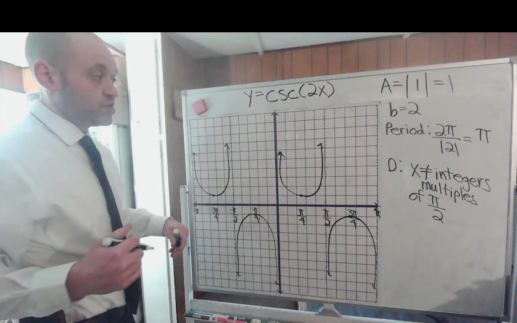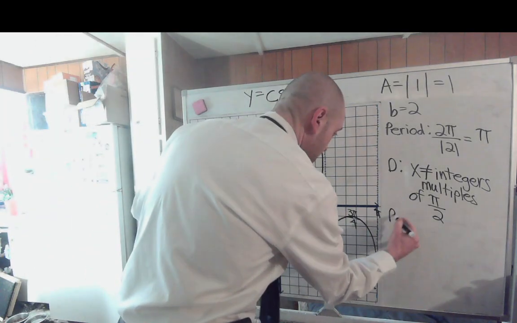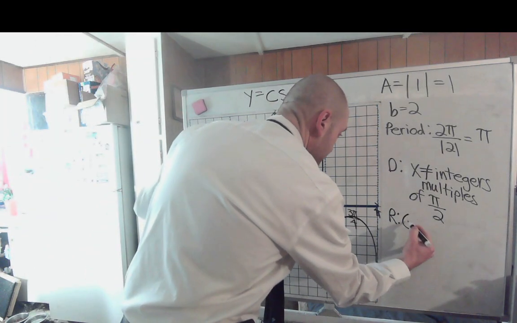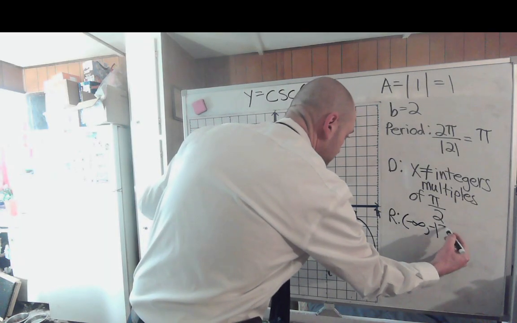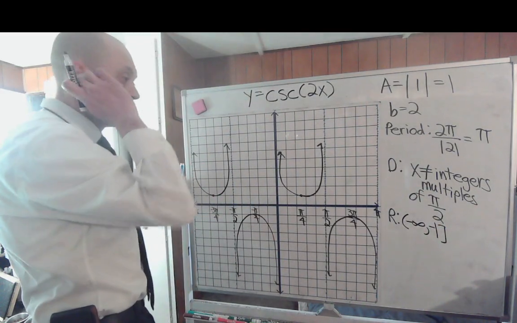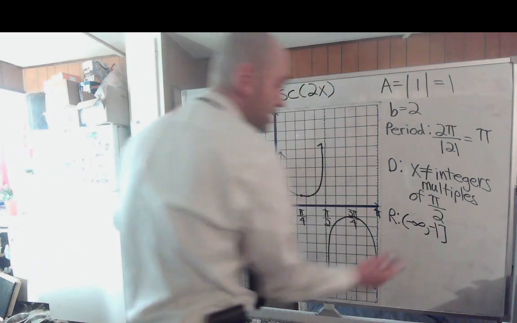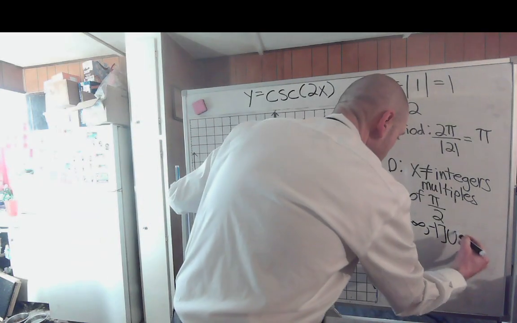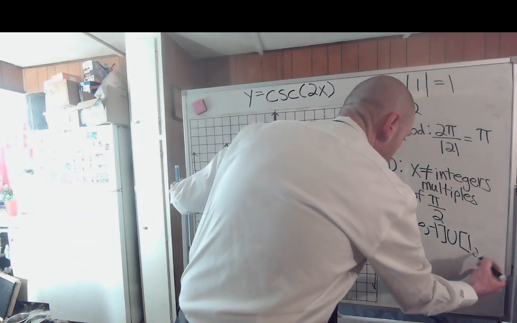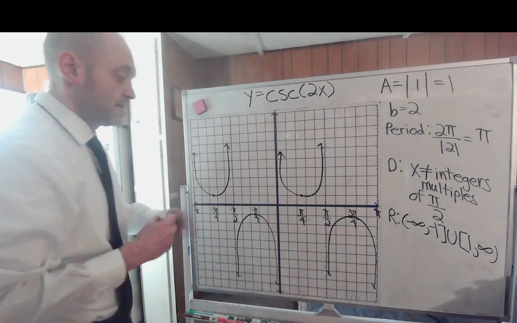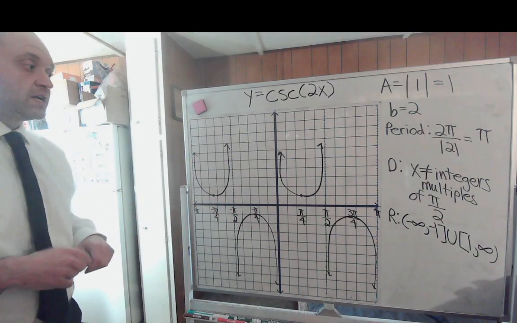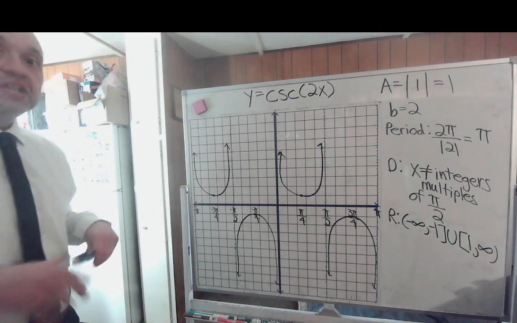Your range, again, is going to be from negative infinity to negative 1, since your amplitude wasn't affected, it's the normal 1. Your range is negative infinity to negative 1 in union with positive 1 to positive infinity. That would be your range for this particular graph. Now I just want to do one more of each, then we'll end the lesson.